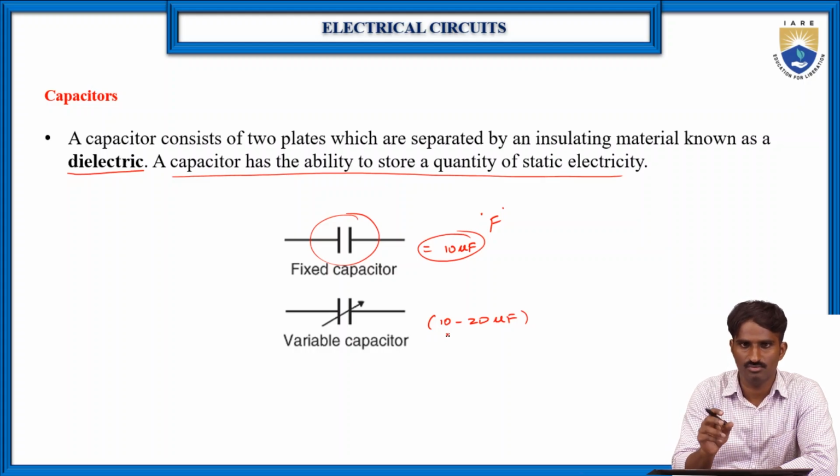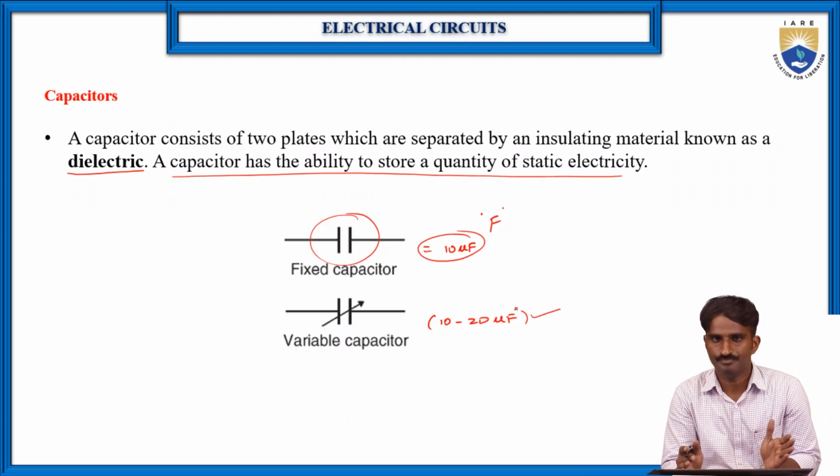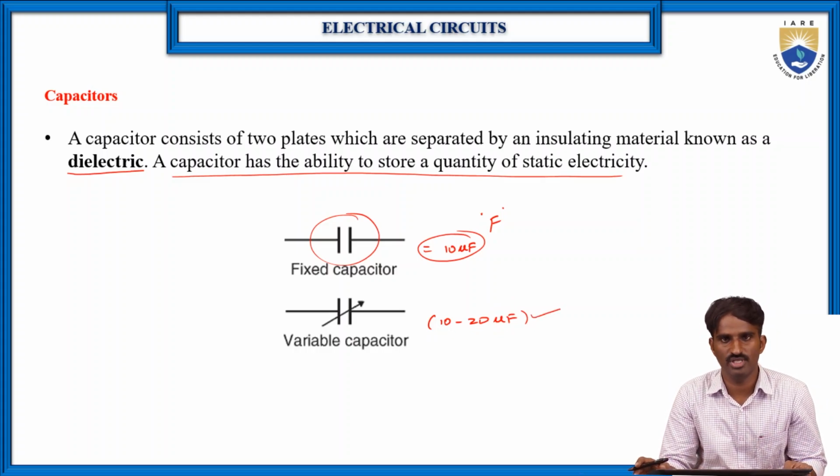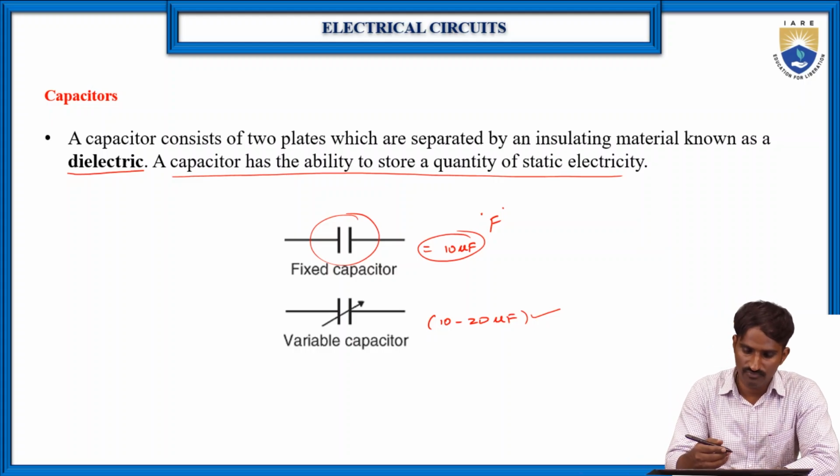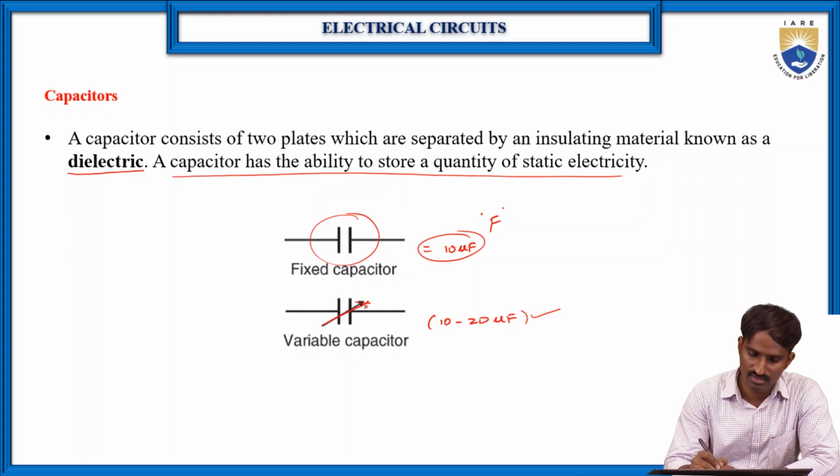Of course, there is some knob kind of thing. By adjusting the particular knob, we can adjust the capacitance of this capacitor between 10 and 20 microfarads. Just for understanding purposes, I have mentioned this. Of course, there are various ranges of variable capacitors. For our differentiation, this is the symbol of the variable capacitor, and this is the symbol of the fixed capacitor.